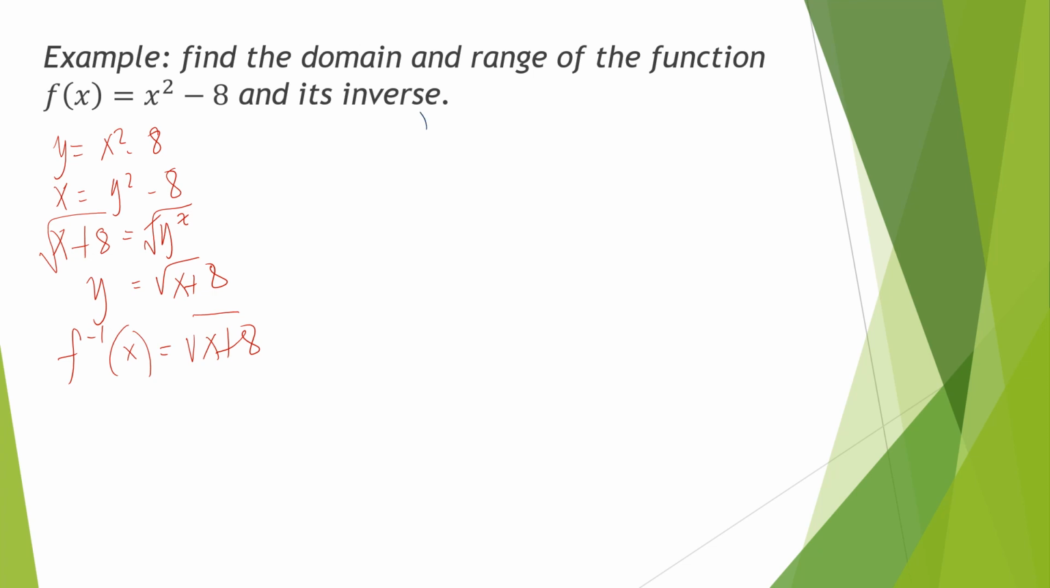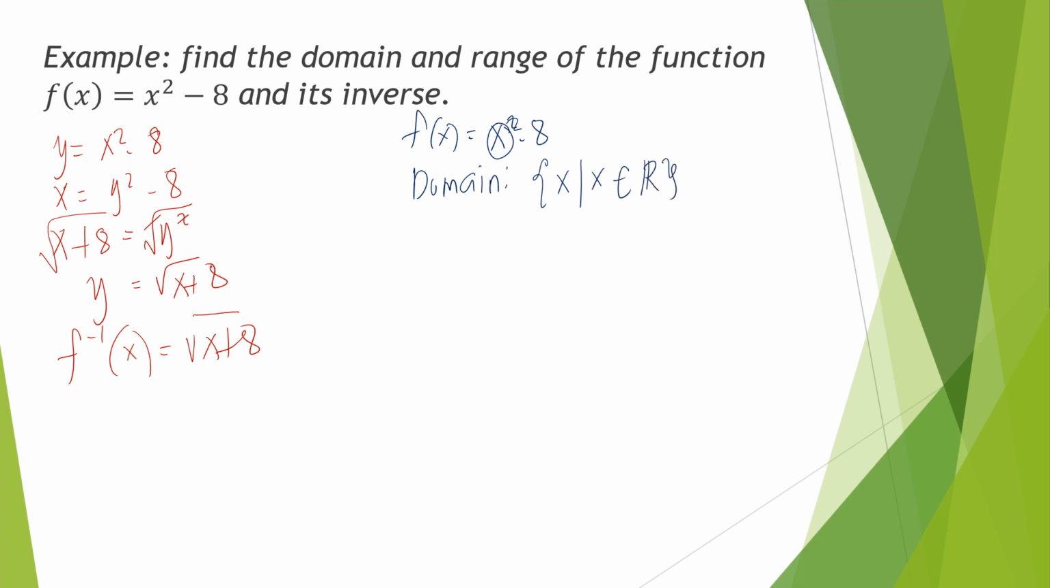Now, let us move on to the domain and range. Original first. So, f of x is equal to x squared minus 8. For the domain, okay, since this is our x, it is squared, so we have no restriction there. Okay, meaning, our domain is all real numbers.